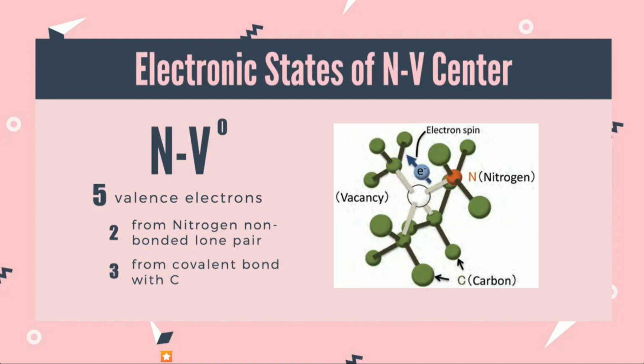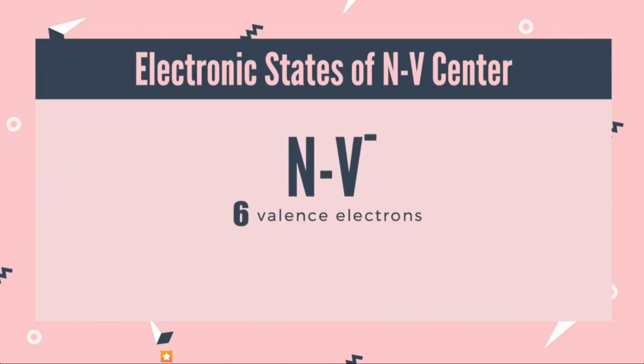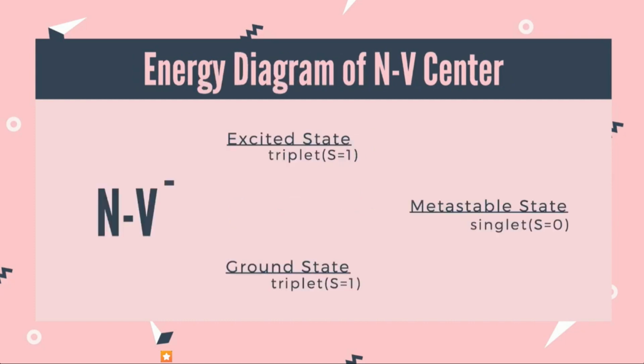So what is the electronic structure of the NV center? If it has 0 charge, it means it has 5 electrons: 2 from the nitrogen non-bonded lone pair and 3 from covalent bonds with carbon. If we apply an external voltage, it gets excited and becomes negatively charged, meaning 1 electron is added to the nitrogen vacancy center. Now it has 6 valence electrons. This NV negative is very important because many experiments use this structure.